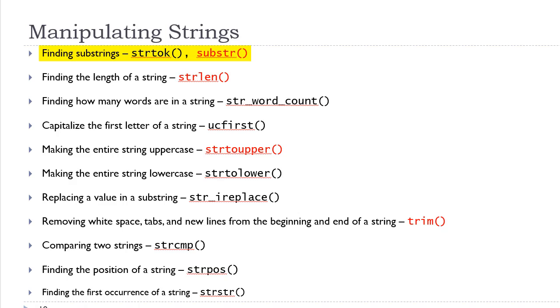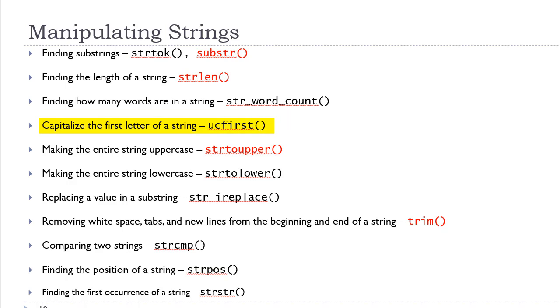Sometimes you want to find a substring, a portion of a string. There are two functions that PHP has, strtok and substr. Many times you might be interested in finding the length of a string, the number of characters in the string. This function is strlen. Sometimes you might be interested in finding out how many words are in a string. This function is str_word_count.